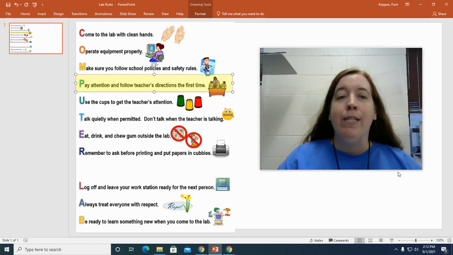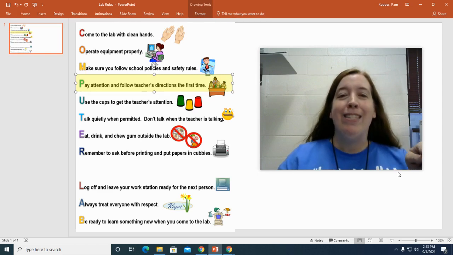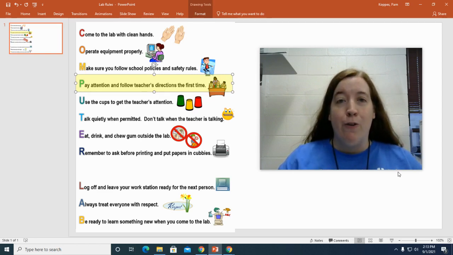Our next rule is to pay attention and follow teachers' directions the first time. I have a little rhyme I use to help us remember this. I say, when do we obey? And your answer is right away. Let's try it. When do we obey? Right away. Yes, we want to follow those directions the first time.